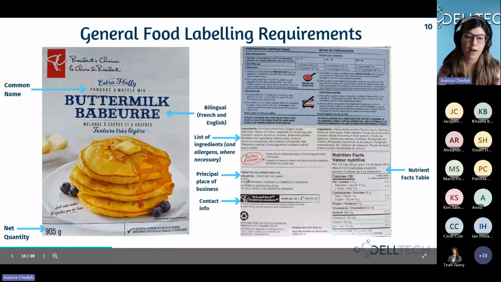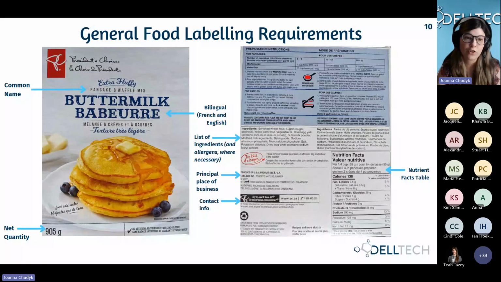The next requirement is the principal place of business address and the contact information. This is required in case a consumer has a question about your product and they want to contact you.